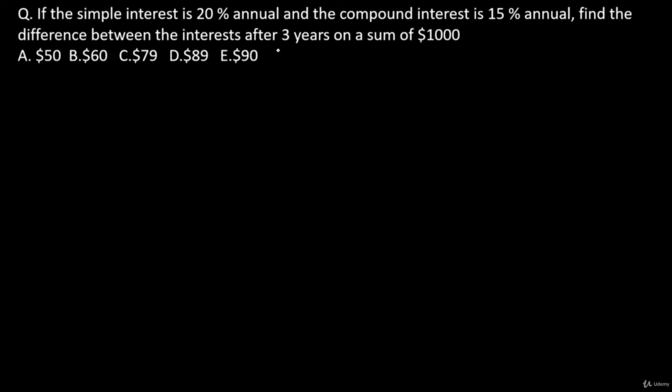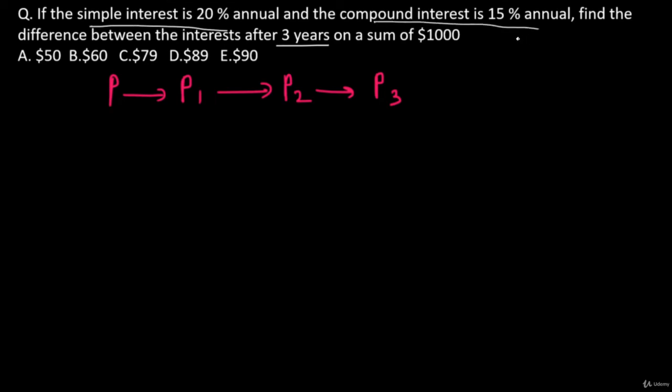Now over here, it's for 3 years, right? It's mentioned that this is happening for 3 years. So if P is the initial amount, after 1 year it will become P1. After the second year, it will become P2. And after the third year, it will become P3. Now we have to find two cases over here, right? In one case, it's simple interest 20%. And the second case is compound interest 15%. Now we have to find the difference between the interests, between the simple interest and the compound interest.